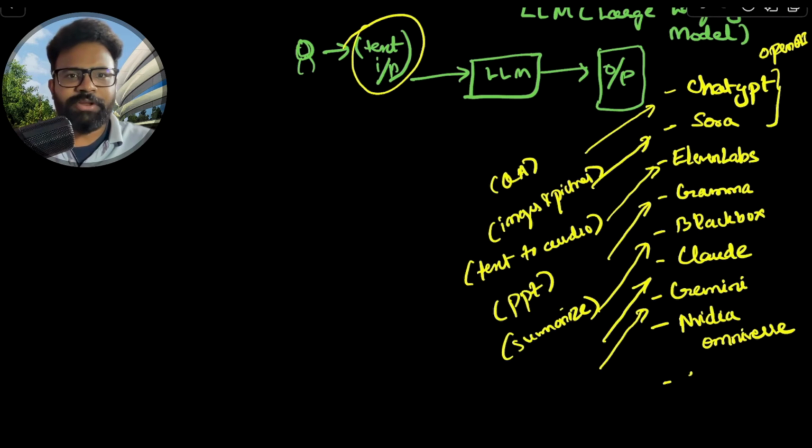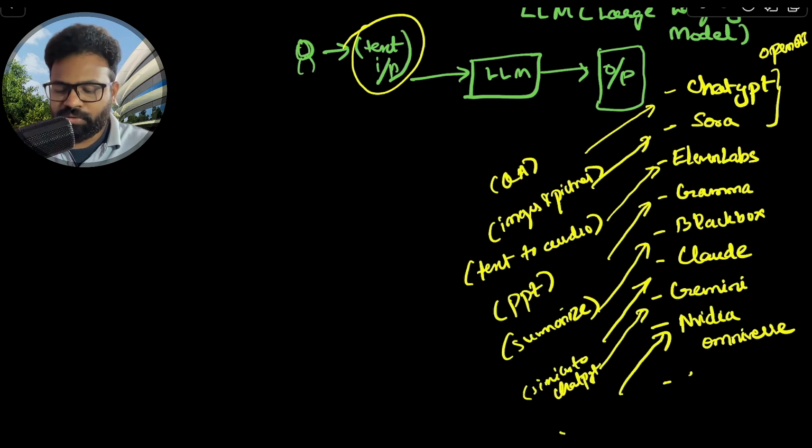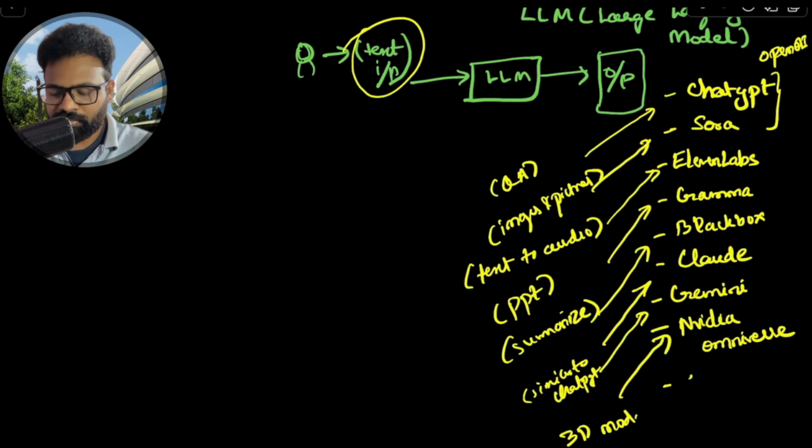And Gemini is something like normal. You can generate video, you can generate text, similar to ChatGPT. And NVIDIA Omniverse will create 3D models. You can create 3D models from NVIDIA Omniverse. So these are all the use cases with respect to each AI tool or LLM.